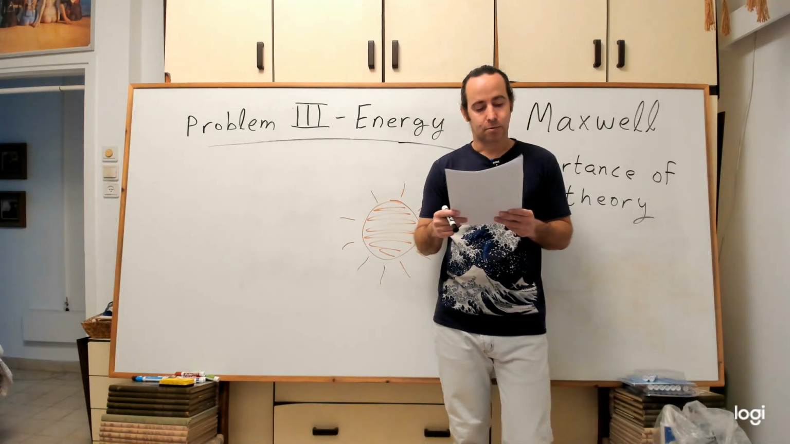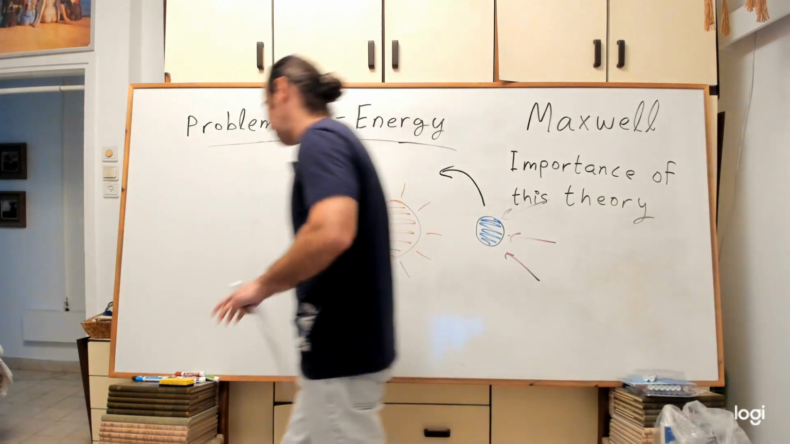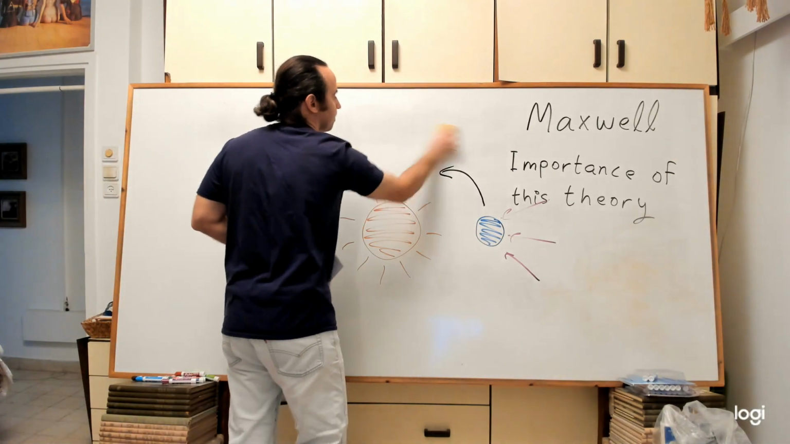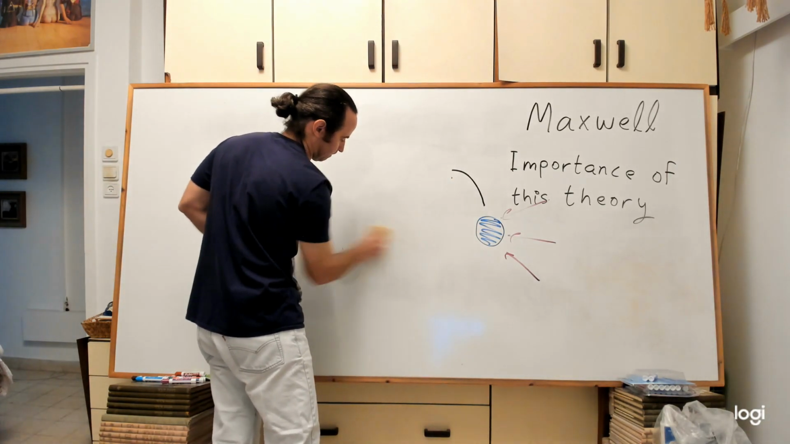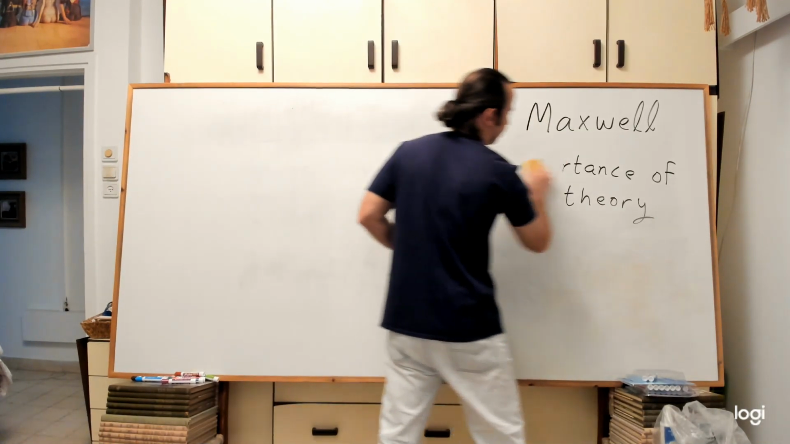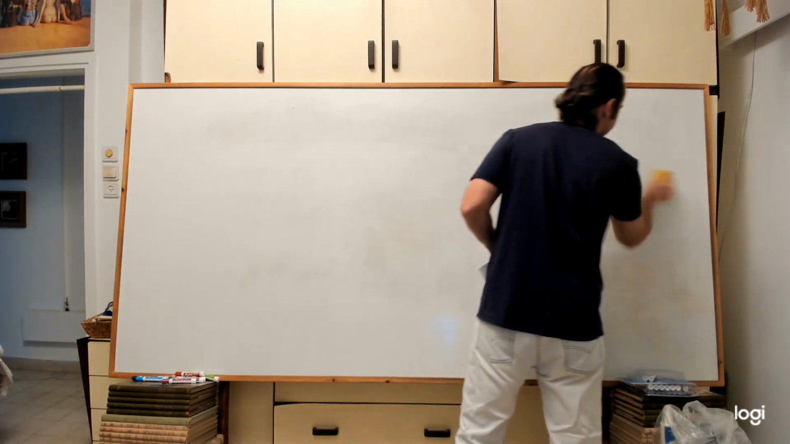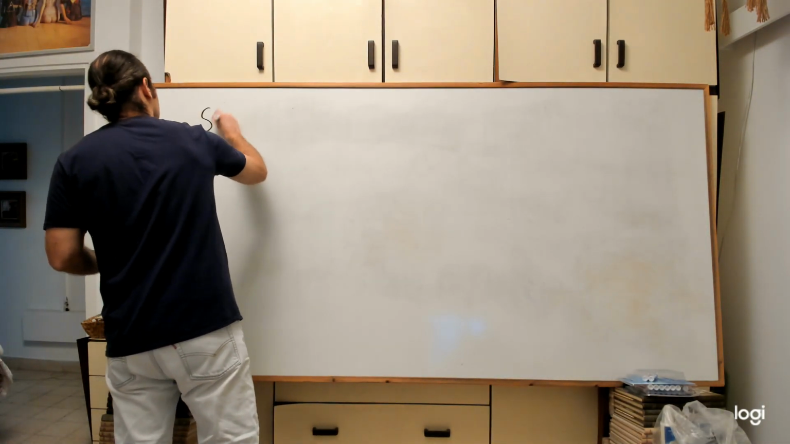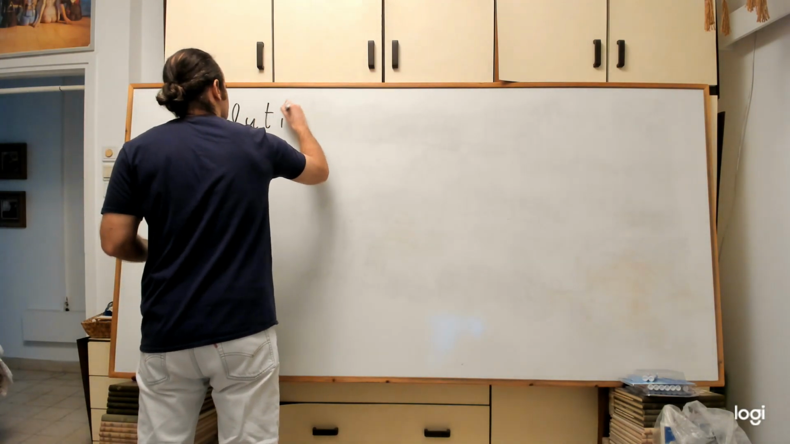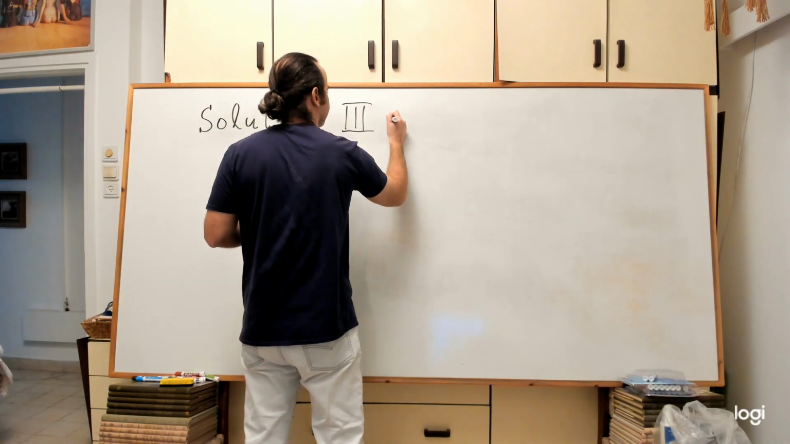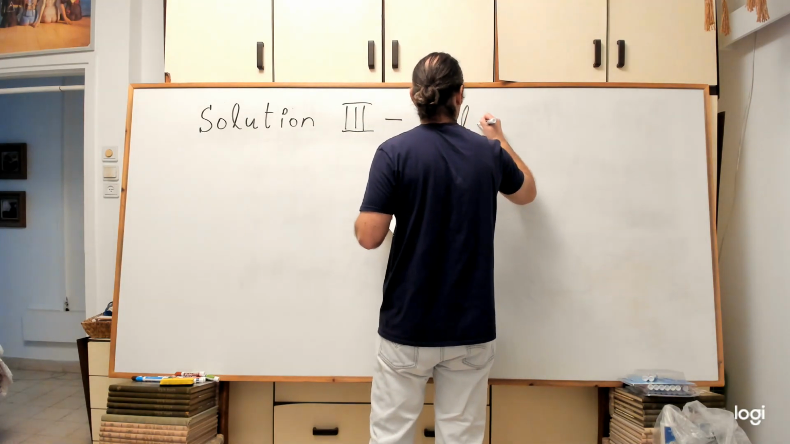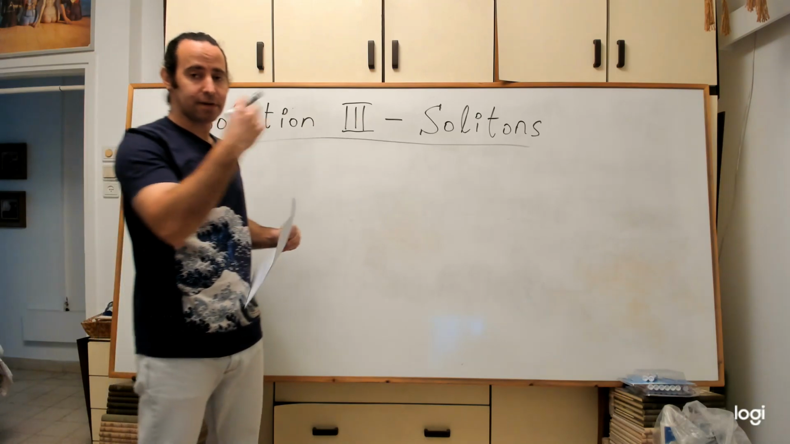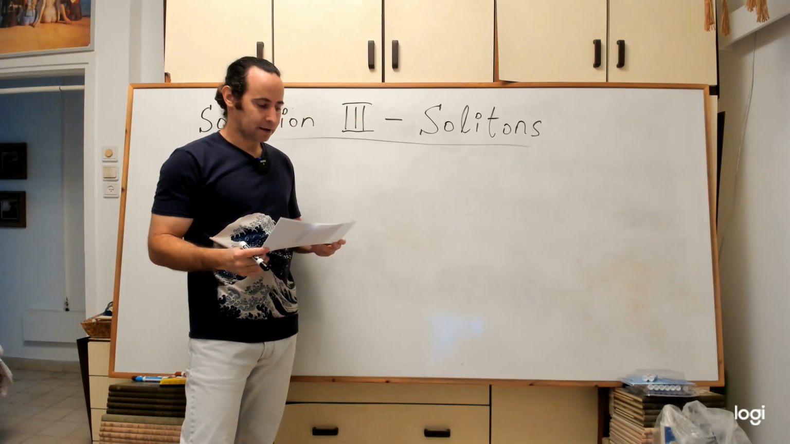Now I'm starting my invention. So solution 3, solitons. I'm erasing everything. I'm starting with the third problem, so I'm answering the energy problem. Solution 3, solitons. Remember, the whole invention is called the soliton gravity, solitonic gravity.